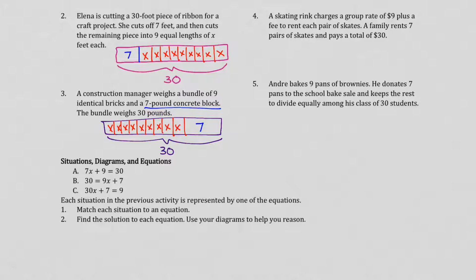Okay, and then notice 2 and 3 have similar pictures, right? They're just flipped around. Okay, and then number 4, a skating rink charges a group rate of $9 plus a fee to rent each pair of skates. A family rents 7 pair of skates and gets a total of $30. Okay, so they charge one group rate of $9 and then a fee for each pair of skates. So 1, 2, 3, 4, 5, 6.